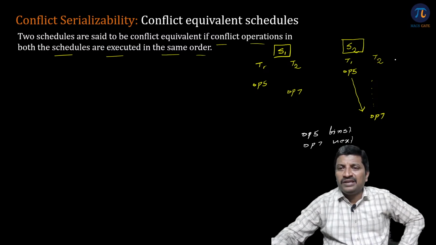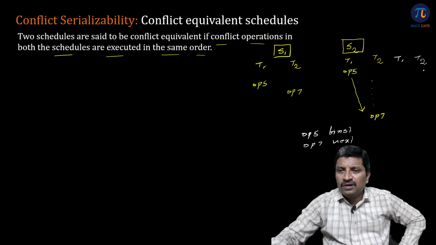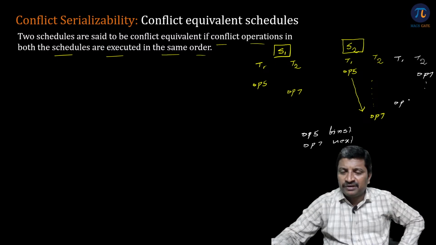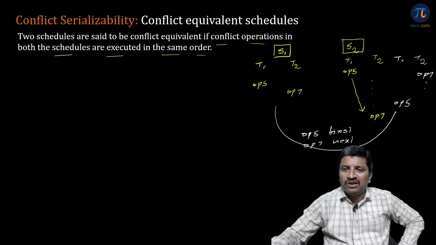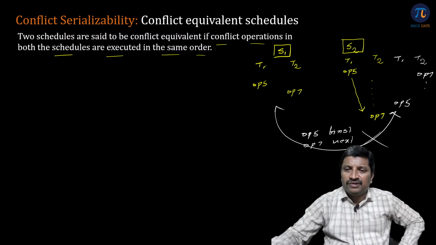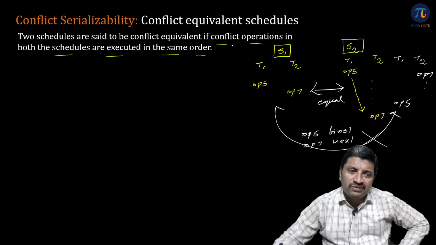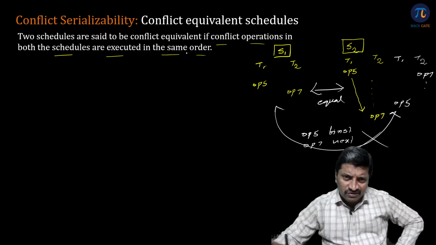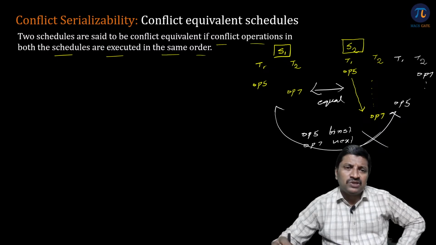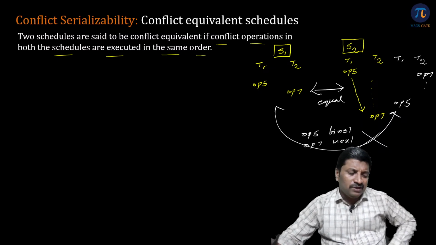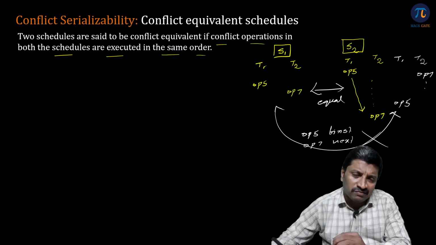You should not be like that: operation 7 executed first, then after some time operation 5. Then these two will not be equivalent, but these two are equal. Instead of equivalence, let me write equal. Hope you understood it. So when there are conflict operations, in both schedules the order should be the same. Suppose there are no conflict operations, no problem at all. They are always conflict equivalent.